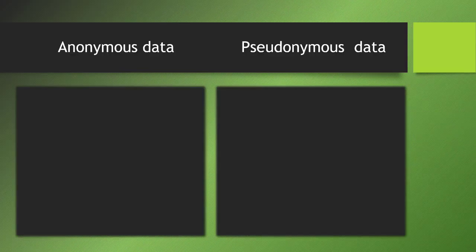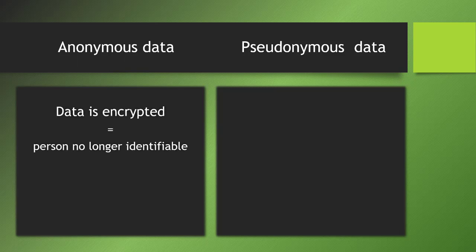Anonymized data is data that has been modified or encrypted in such a way that the natural person concerned can no longer be identified. Anonymous or anonymized data is therefore no data protection issue.